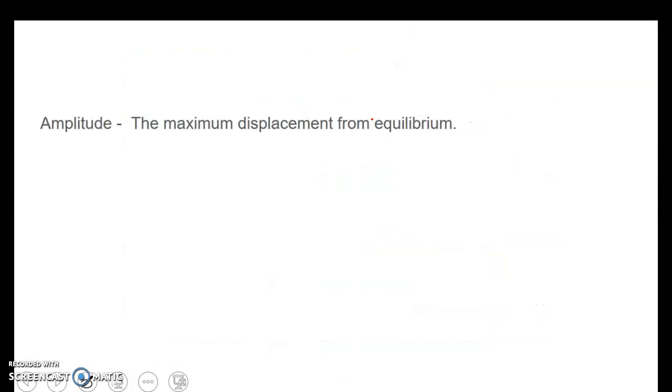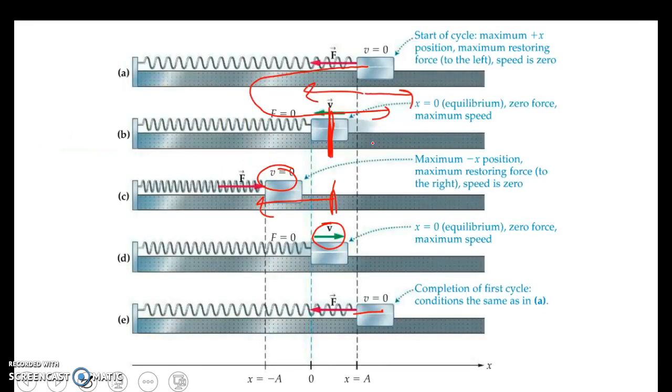And then the other term that comes up, and this comes up a lot with a lot of things that we're going to do here in the next couple weeks, is amplitude. The displacement from equilibrium. So looking back here, when we talk about this displacement from here to here, that would be the amplitude of our simple harmonic motion.